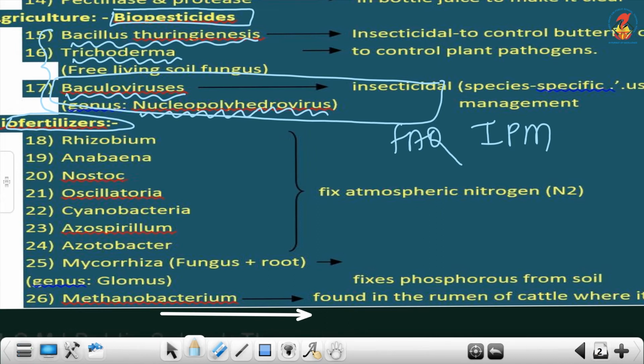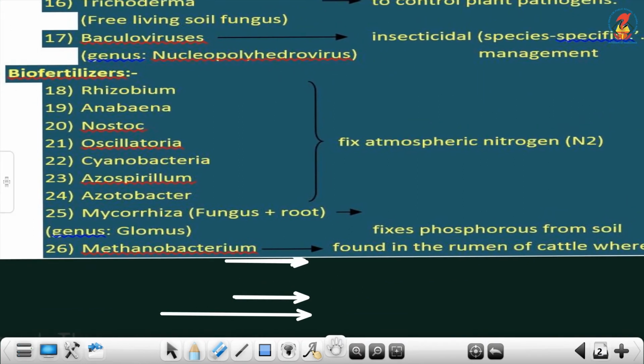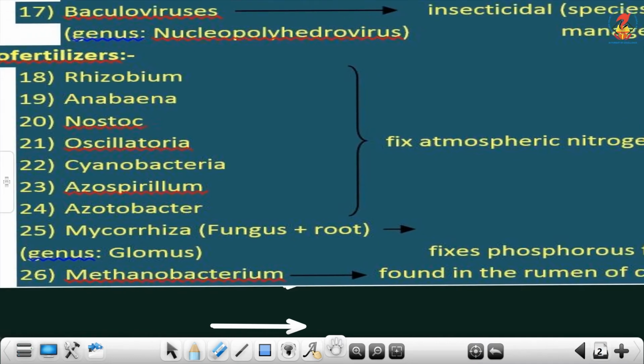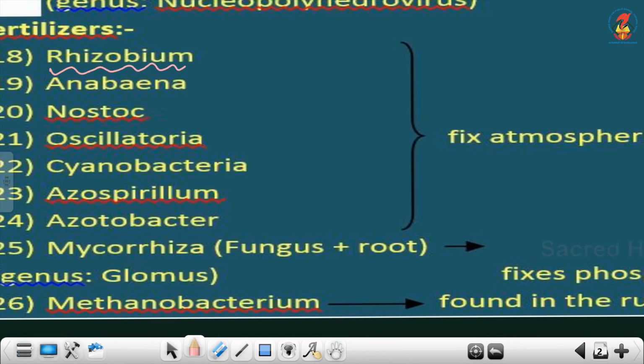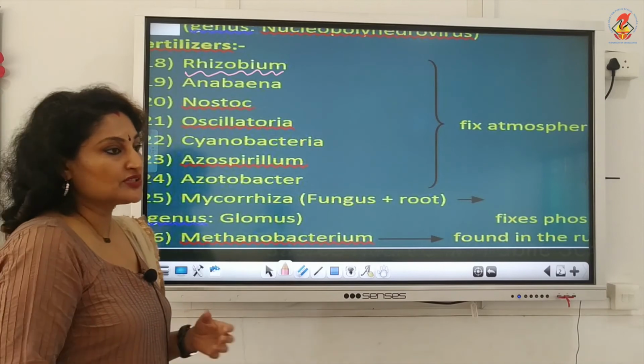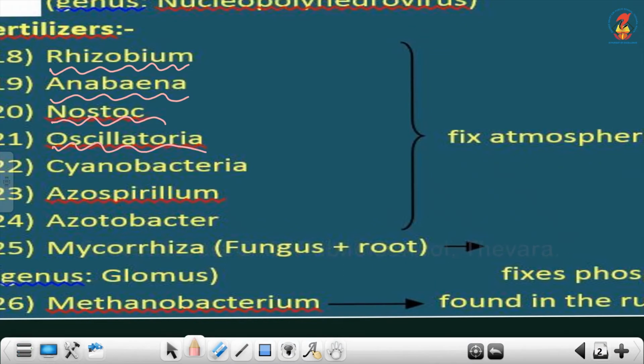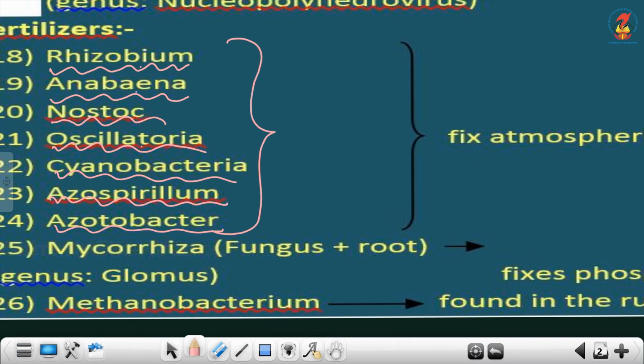So moving out from biopesticides to biofertilizers. Now we are coming to the list of biofertilizers. You are familiar with a number of biofertilizers. Yes, in 11th standard we have learned some biofertilizers like Rhizobium, very, very common, popular. Rhizobium is the bacterium associated with the roots of legumes. It helps to fix nitrogen. Anabaena, Nostoc, Oscillatoria, Cyanobacteria, Azospirillum and Azotobacter. All these, see, 1, 2, 3, 4, 5, 6, 7.